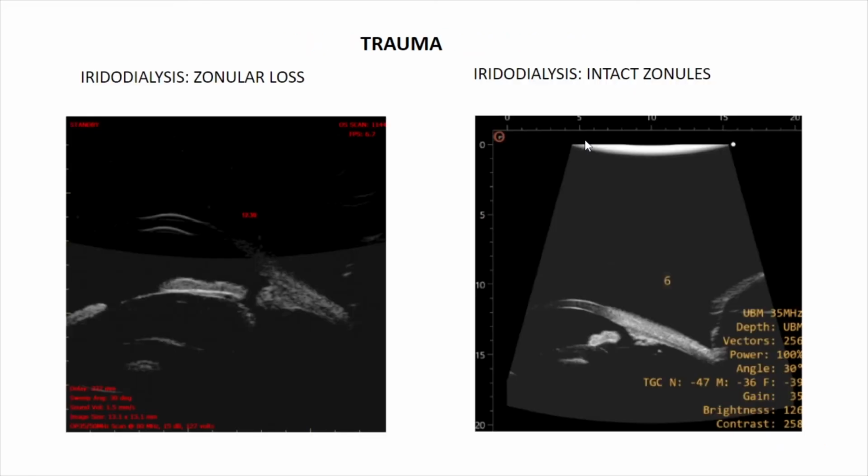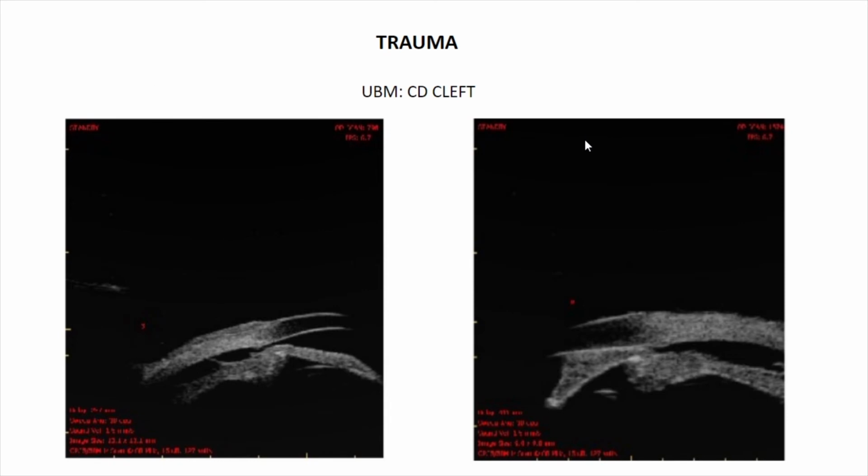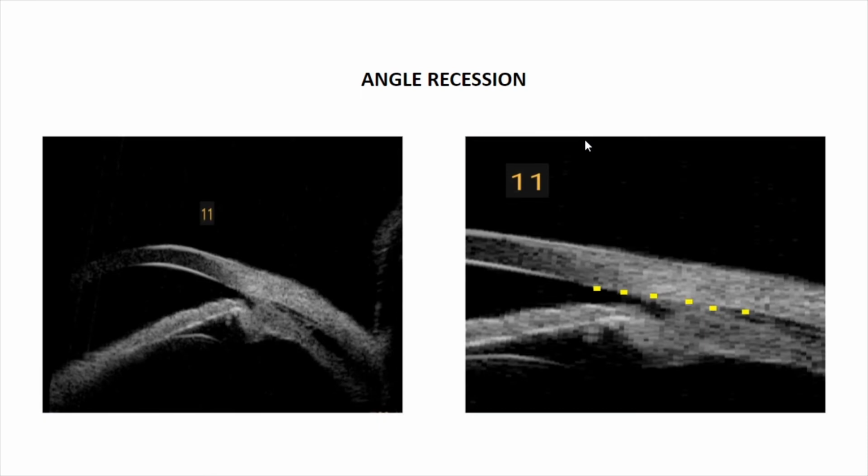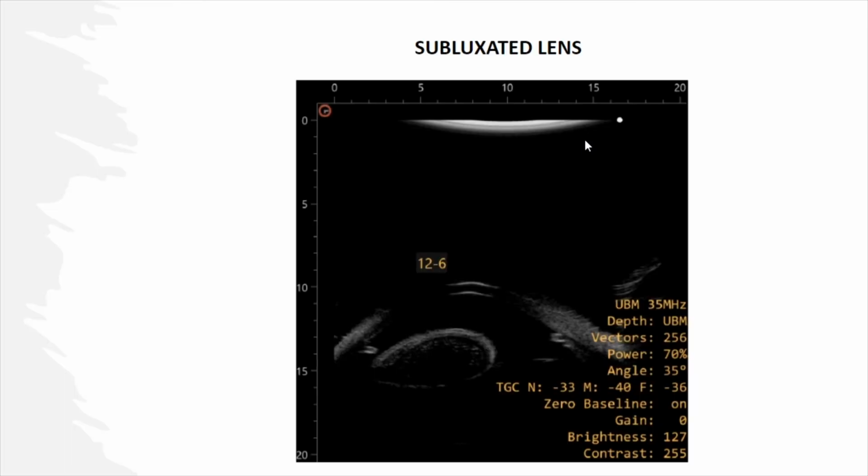Next. So in this first image, we can see that there is zonular loss. And in this picture, we can see the zonules are still intact, secondary to trauma. Okay, keep moving. You got to finish. You have more slides, I think. Yes, sir. So this first image is showing a detachment of the ciliary body from the sclera. So this is a cyclodialysis cleft. In this image, we can see angle recession is present. The ciliary body face is visible. This is a UBM image showing we can see the anterior lens surface, and we can see that it is subluxated.